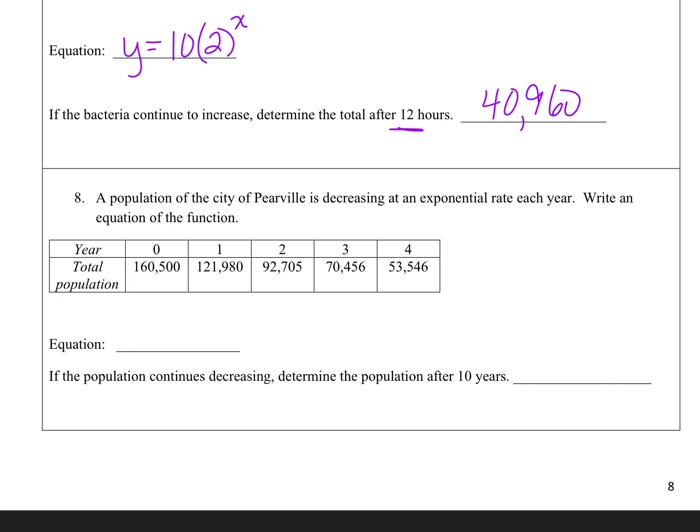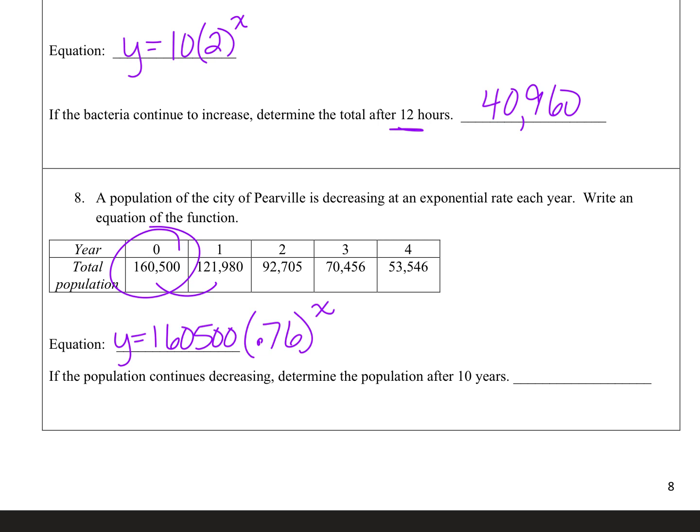Population of a city. I have a filled out form. This is our starting point. So it's y equals 160,500 times, well, what's happening here? 121,980 divided by 160,500, 0.76 to the x. Okay, so after 10 years, I'm going to do that same exact equation, and I'm going to raise it to the 10th power.